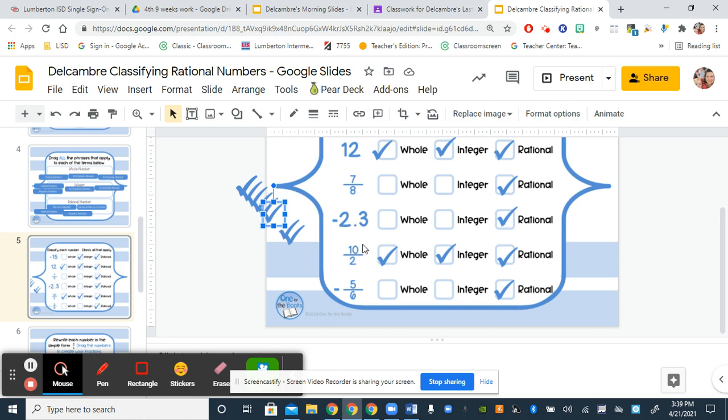10/2, or 10 halves, even though it's a fraction, guys, can simplify into the number 5. And because it simplifies into the number 5, it is a whole number. 5 is whole, 5 is also an integer, and 5 also is a rational number. And then -5/6 is a rational number only.